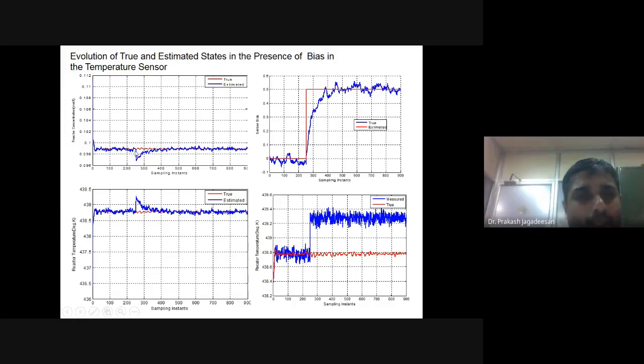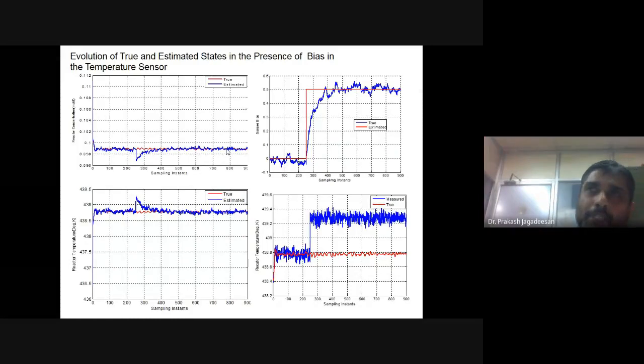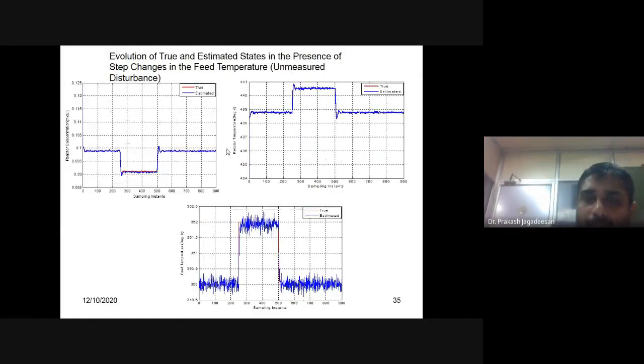And you can see when we introduce a bias, initially there is a mismatch. Afterwards, the estimator is able to accurately estimate the unmeasured variable, which is reactor concentration. So in the presence of bias in the sensor, in the measured variable, the soft sensor which you have developed is able to accurately estimate the unmeasured variable, which is reactor concentration. In the presence of change in the temperature and composition, it is also able to do so, but here we have demonstrated for a change in feed temperature that it is able to estimate accurately. In the absence of change, of course, it is doing so.